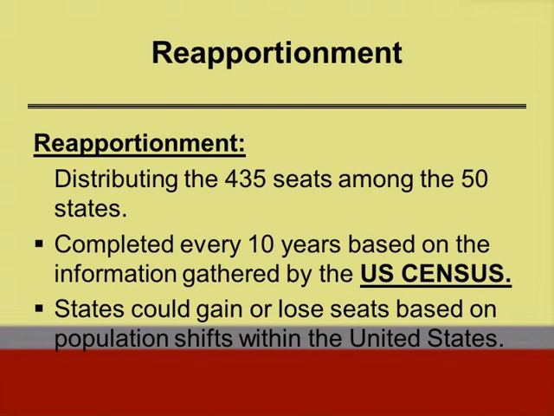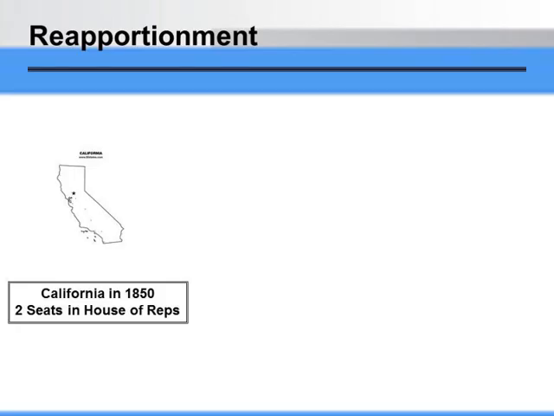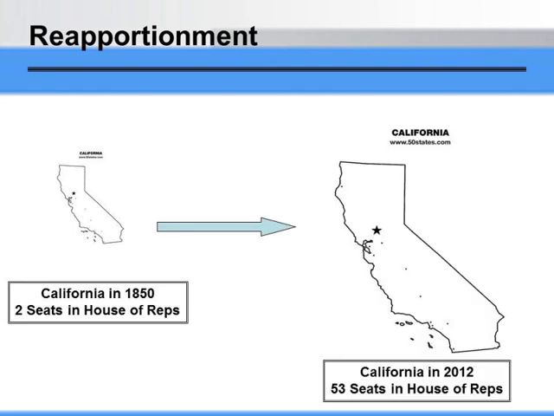And that reapportionment, as we said, is done in response to the U.S. Census every 10 years. And after the census is done and reapportionment has taken place, there are times when states will gain seats and there will be times when states lose seats. Let's take a look at a couple examples of the reapportionment process. California, in 1850, only had 2 seats in the United States House of Representatives. But by 2012, we will notice that California is the largest state in the Union in representation, and they have 53 seats in the House of Representatives.